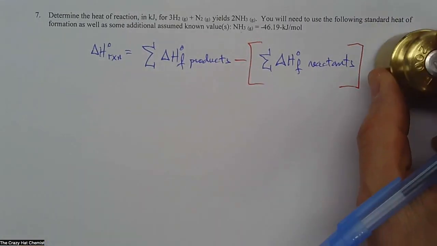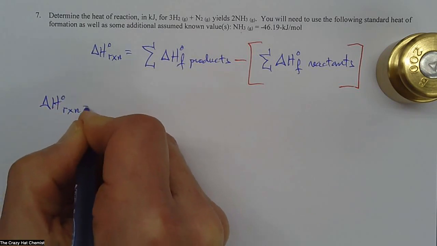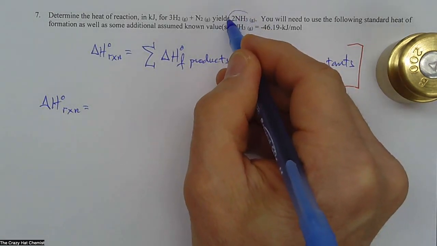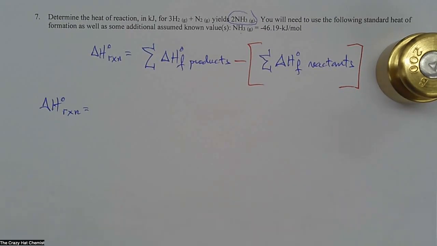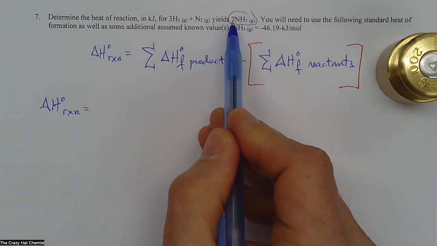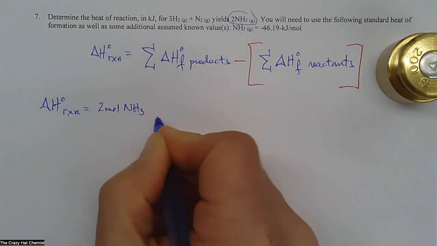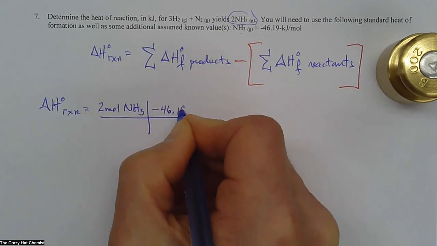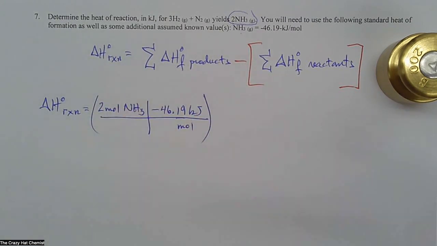Okay. So here we go. We're going to plug in some numbers. So delta H naught for the reaction is equal to the products. What are the products? Well, this is the product right there. There is actually a single product in this problem, and it's 2 moles of ammonia, NH3. And the value for that is negative 46.19 kilojoules per mole. Notice that the moles are canceling out here, and I'm going to be left with kilojoules.